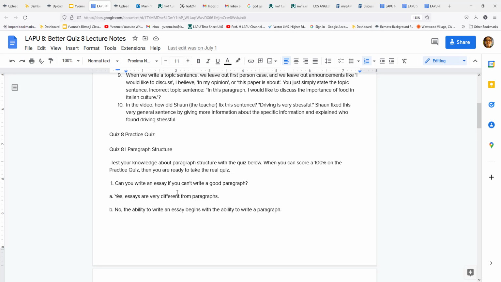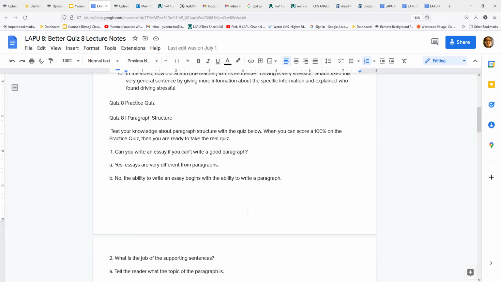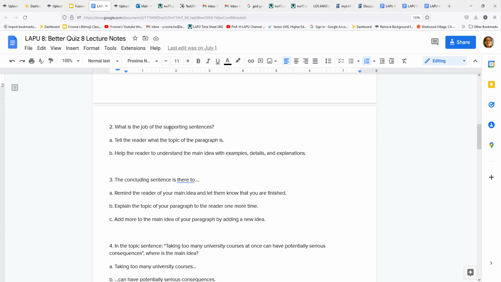Can you write an essay if you can't write a good paragraph? No. The answer to this is no. The ability to write an essay begins with the ability to write a good paragraph. What is the job of the supporting sentences? B. The supporting sentences help the reader to understand the main idea with examples, details, and explanations. Just like when I gave the example of in Canada, most teenagers have cell phones because teenagers love to talk with each other.